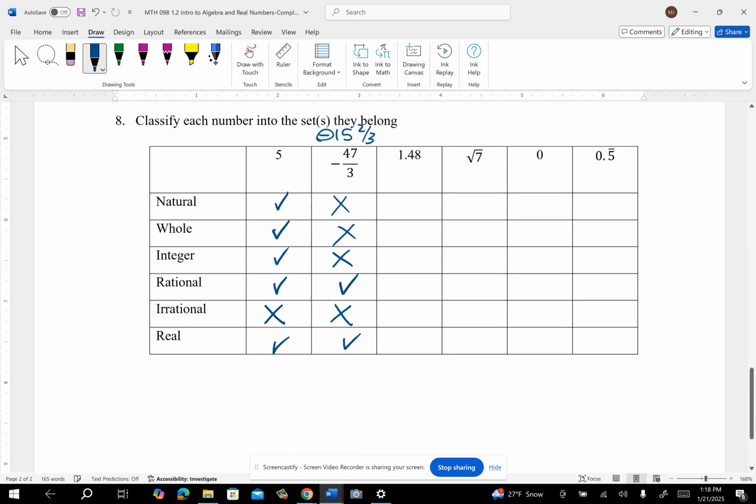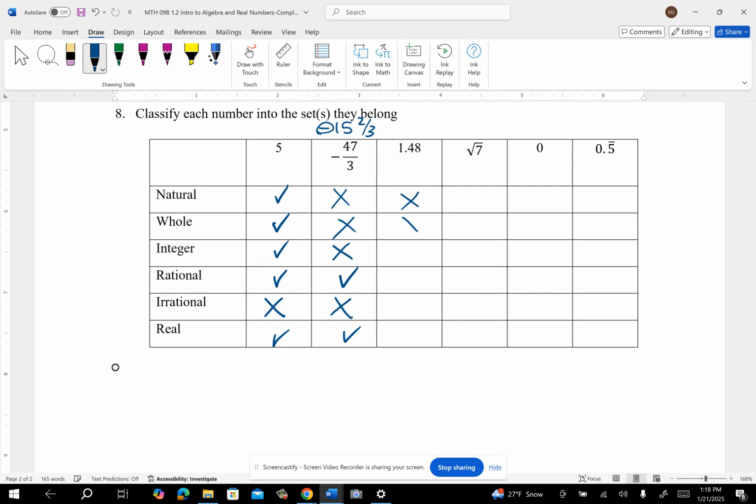All right, 1.48. Not natural, not whole, not an integer. It's not nice enough for that. It is rational. It is real. It's not irrational. Square root of 7, if you did on your calculator, would fill up the whole screen. It's actually an irrational number. Okay? It's not natural. It's not whole. It's not an integer. It's not rational. But it is real. Irrational is still real. Okay?